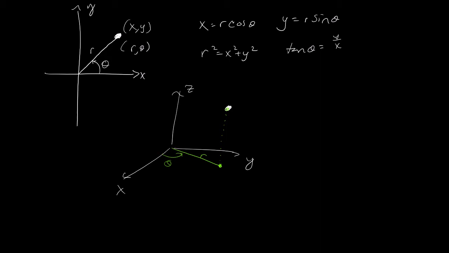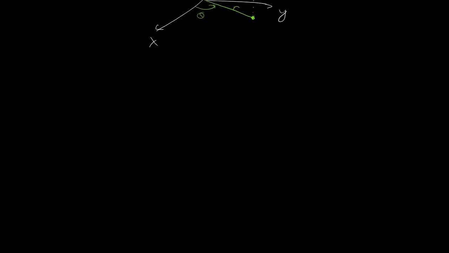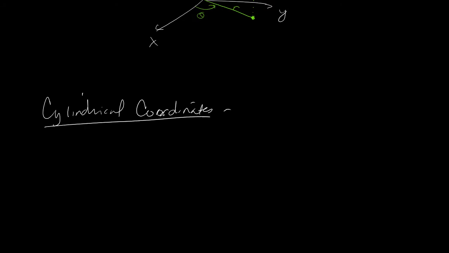Okay, so let's go ahead and write all that down. We have cylindrical coordinates. They are of the form r theta z. So literally it's like polar coordinates with a z tacked on for that third coordinate. And the conversions for these are going to be exactly the same formulas as what I wrote above, plus the z.